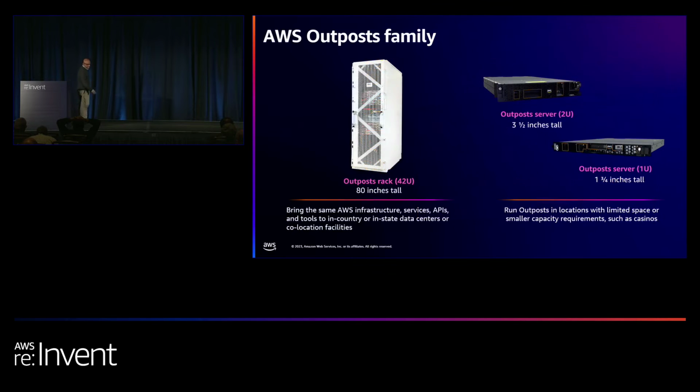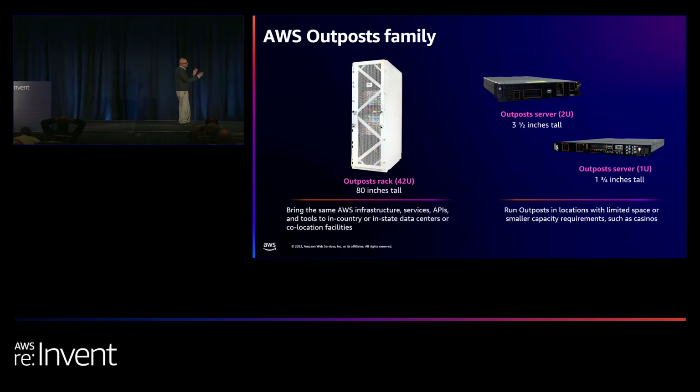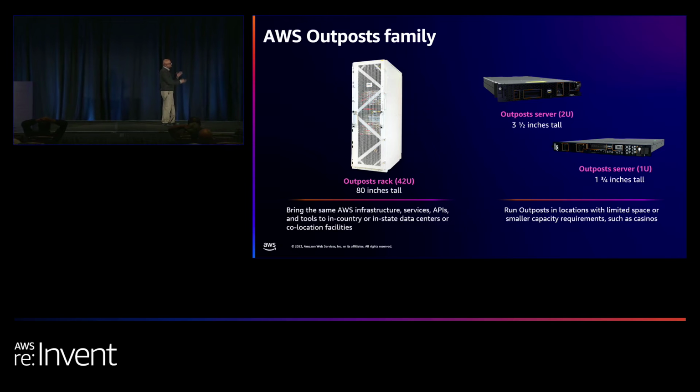Okay. So moving on from local zones to Outposts. So if you recall, Outposts is the next click stop in the continuum. These are deployed on premises. Okay, this could be a customer's data center or a co-location facility. And Outposts comes in two flavors. One is the big rack. This rack basically, as you see, is 42U, 80 inches tall. It's built on the same similar infrastructure as AWS, and it has the same set of APIs and tooling.